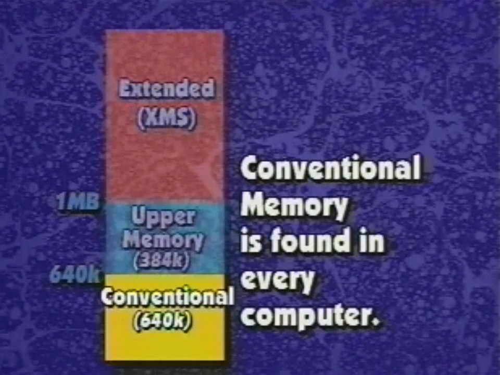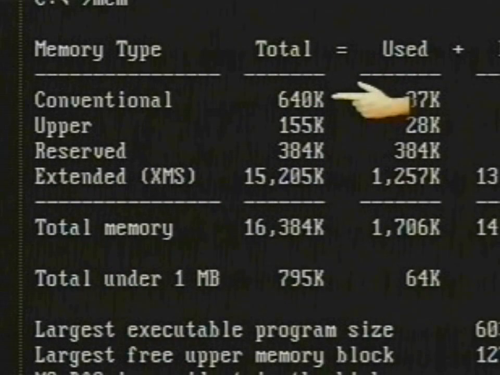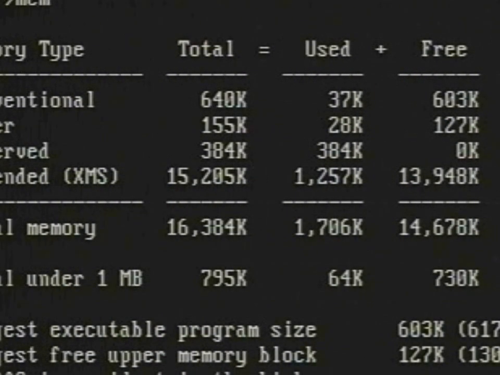Conventional memory is found in every computer. It is the first 640 kilobytes of memory space available to us. Remember that a kilobyte is 1,000 bytes, and a byte is about the same as 1 character. Any program that is up and running on your system must use some amount of conventional memory to do its operations, even if that program is designed to use extended or expanded memory. Our system has 640K of conventional memory. Right now, 37K is being used, and 603K is free.